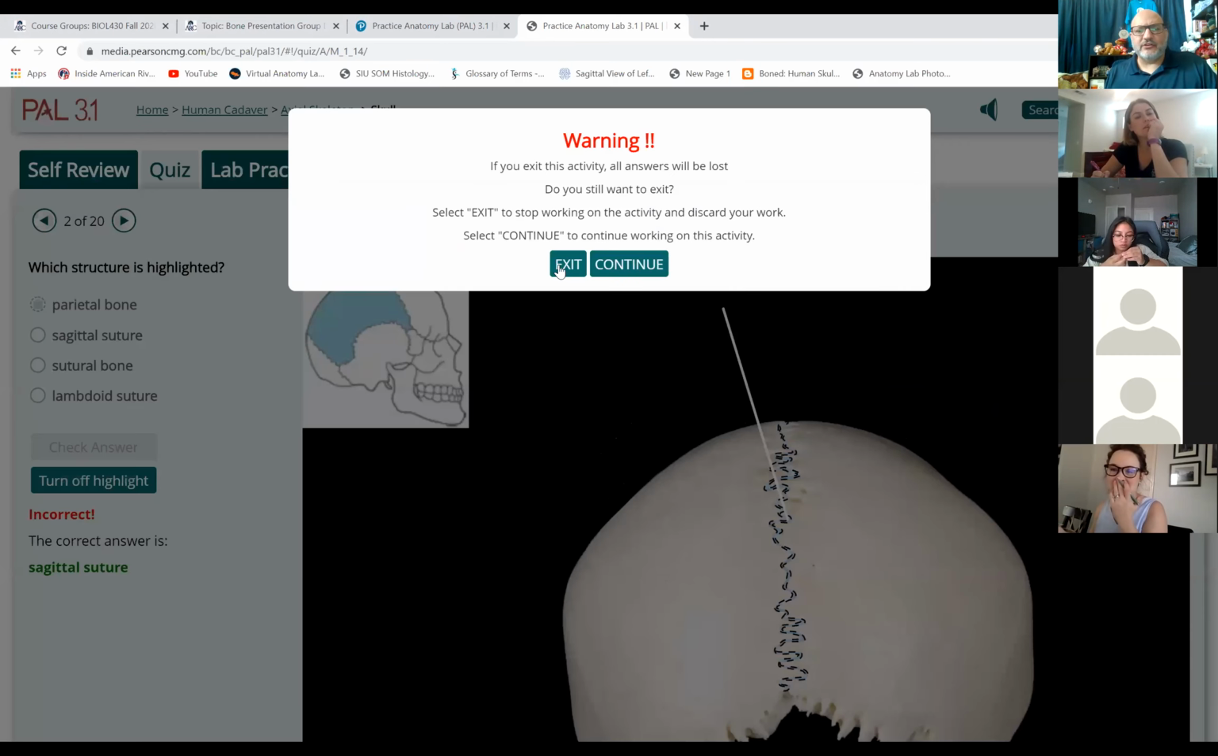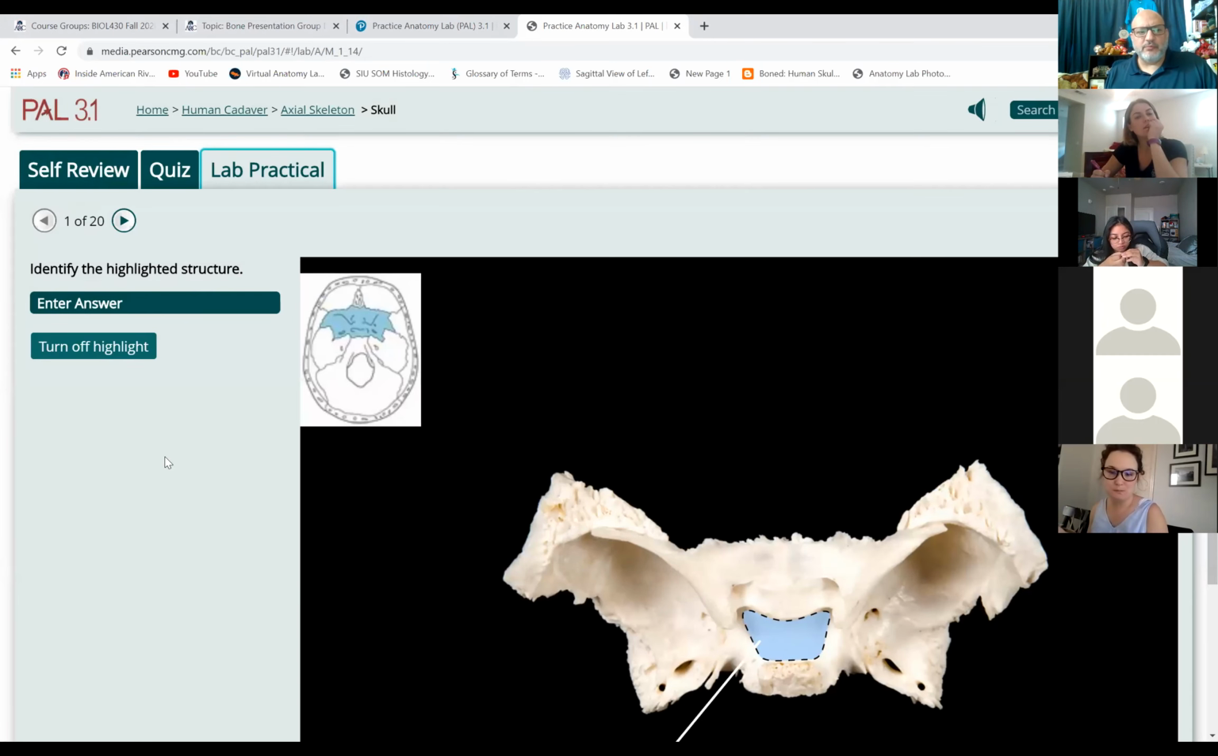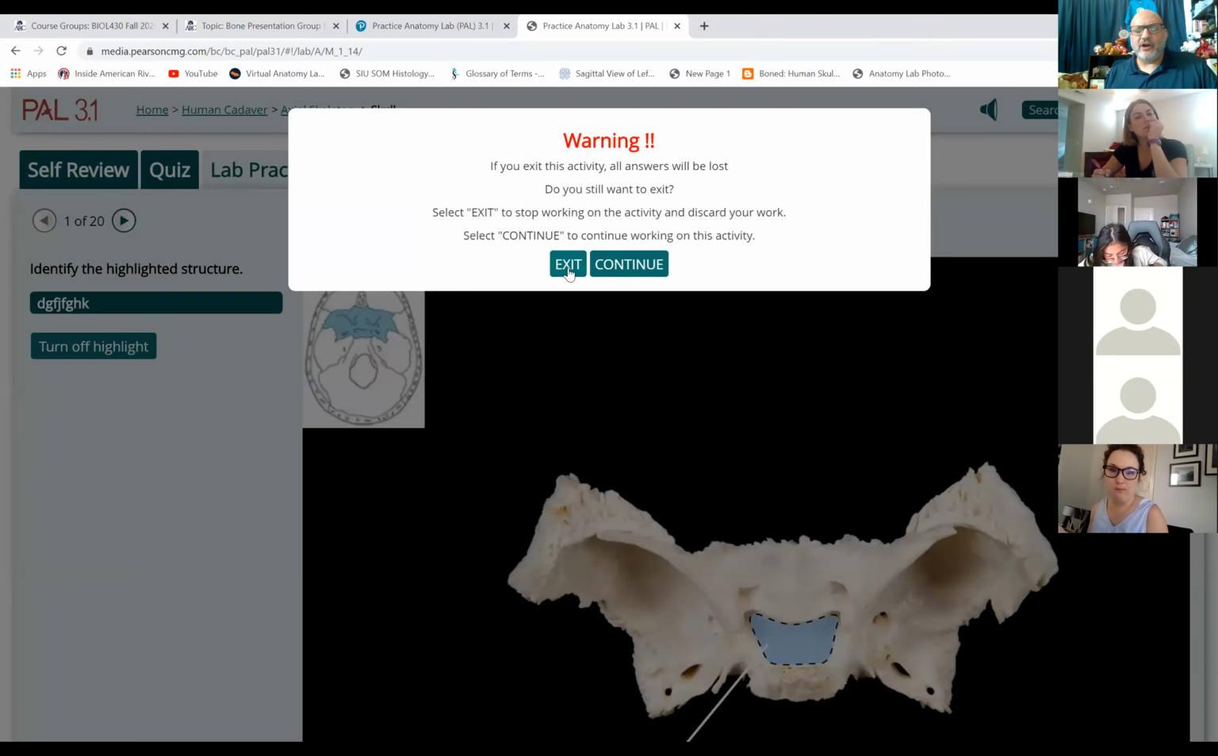there is a lab practical that you can take where it'll show you a bone and bone feature, and you actually have to type in the answer and be able to take it that way. So it is a very, very helpful, very useful tool while you are studying that.